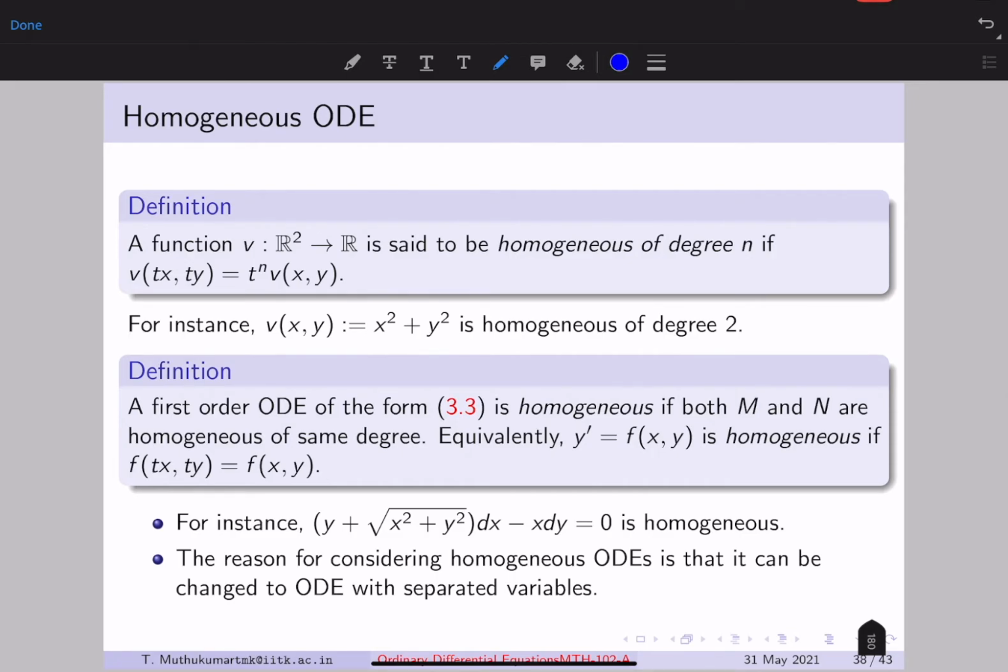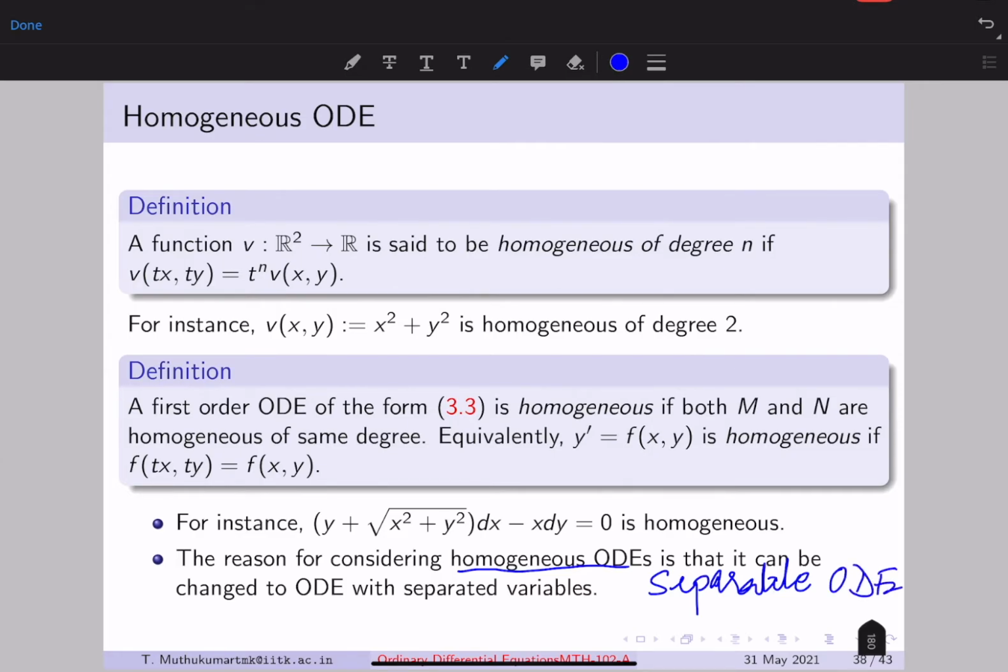Okay, so why are we looking at this type of ODE which is homogeneous? Because we are now going to see a theorem which is going to tell you that homogeneous ODEs can be very easily transformed into separated variables. Basically, a homogeneous ODE can be transformed to a separable ODE.